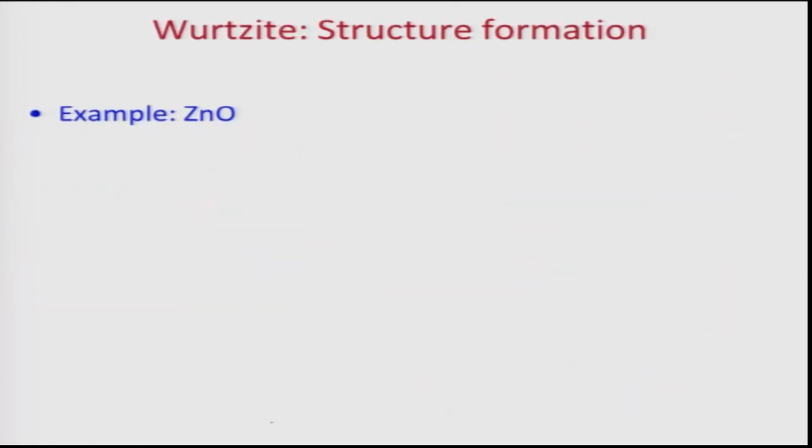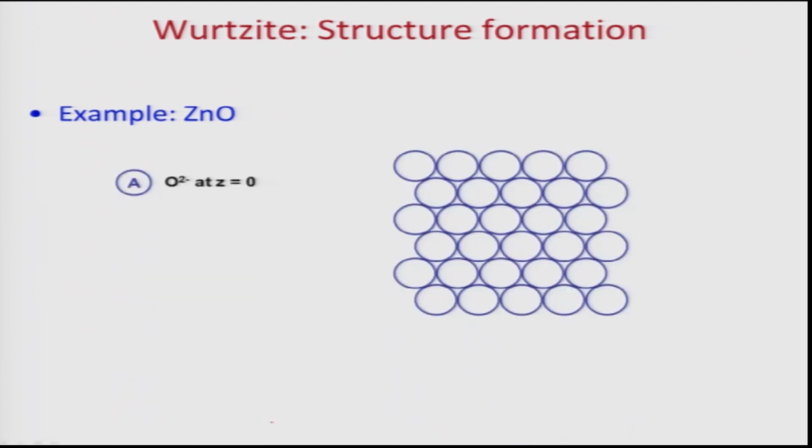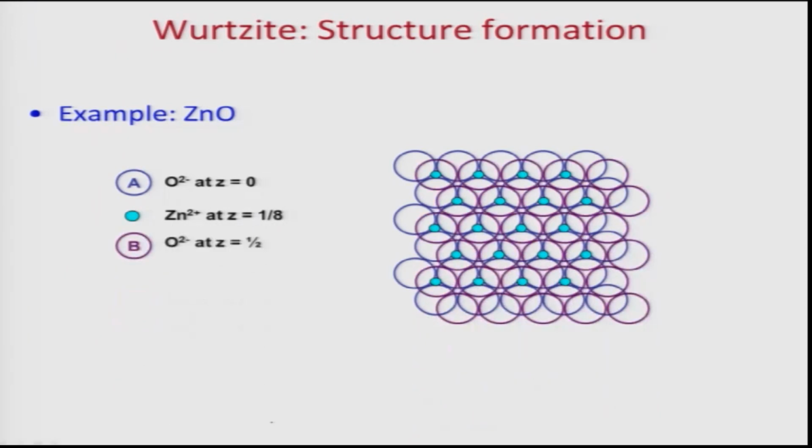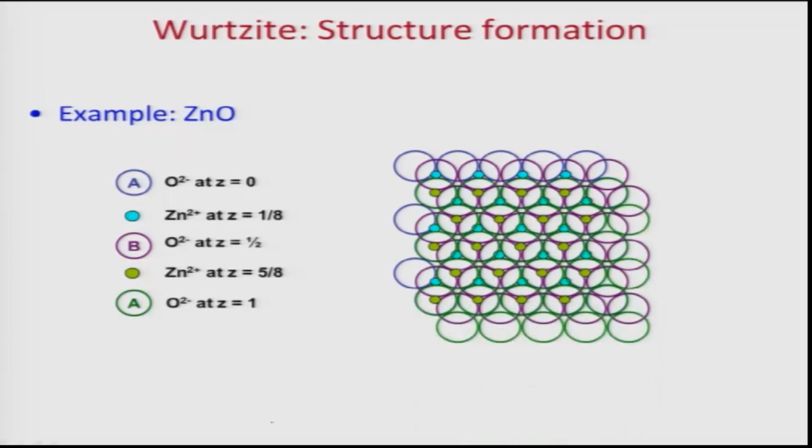So, let us see how it works in the case of ZnO. So, the first layer of oxygen goes at Z is equal to 0, the second layer of zinc goes at Z is equal to 1 by 8, the third layer of oxygen goes at Z is equal to half, and the next layer of zinc goes at 5 by 8, and then again oxygen at Z is equal to 1. So, this is how you are going to have these unit cells.